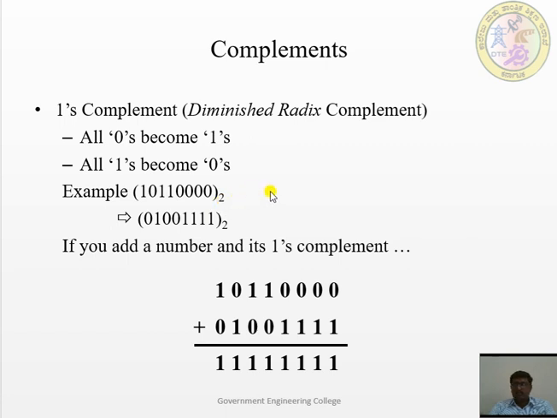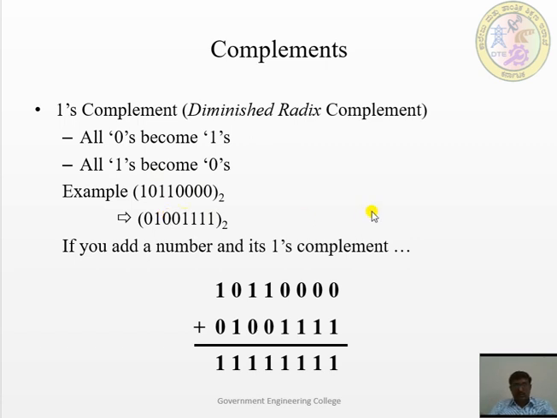Its 1's complement is directly, if it is 0, then it becomes 1. 0 becomes 1, 0 becomes 1, and 1 becomes 0, 1 becomes 0. Once again 0 becomes 1, and 1 becomes 0. So for the 1's complement, we are just converting: if it is 0 it becomes 1, and if it is 1 it is converted into 0.